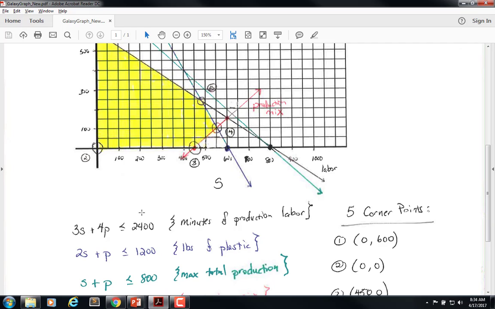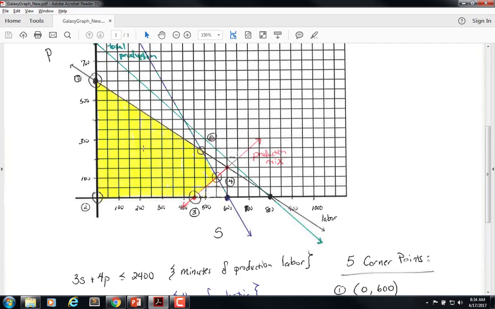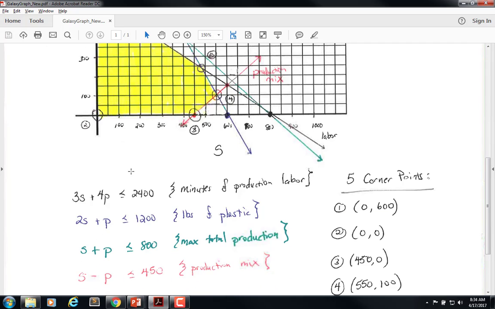So now that we know what the geometry of the problem looks like, we can talk about what happens if we change some of the numbers in the problem, some of the coefficients. How sensitive are the results, our recommendations, to changes in different coefficients?